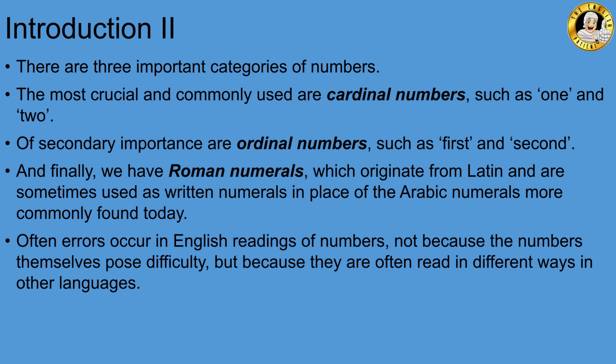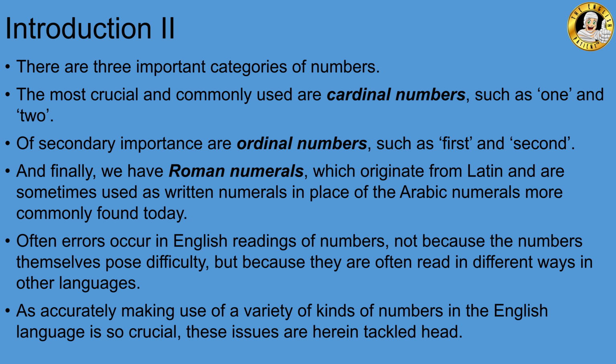Now, often errors occur in English readings of numbers, and this is usually not because the numbers themselves pose difficulty, but because they are often read in different ways in other languages, making it therefore quite confusing to understand how to read that number in English. As accurately making use of the variety and kinds of numbers in English is so important, these issues have to be tackled head on, and that's what we are going to do today.